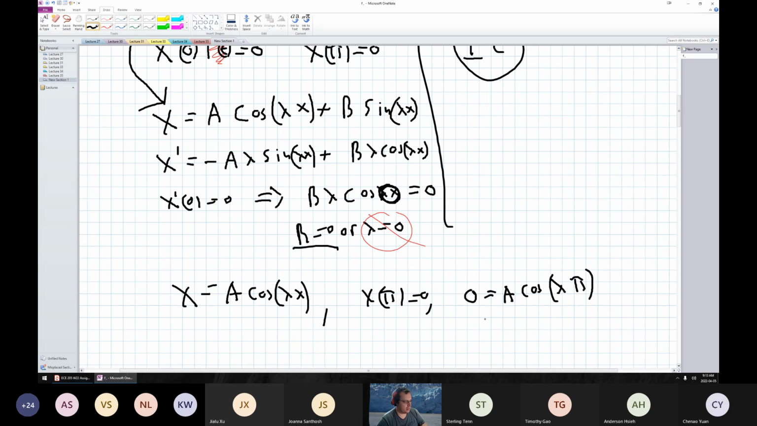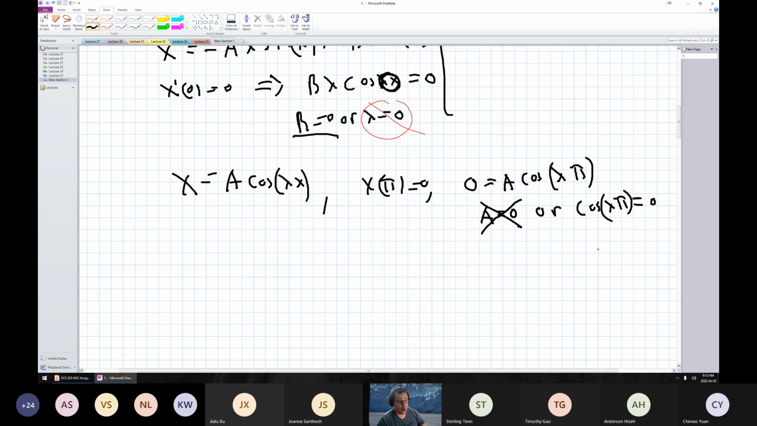Okay, so this gives me that a is 0. That's bad, because if a was 0, then I only have the trivial solution, or cosine of lambda pi is equal to 0.